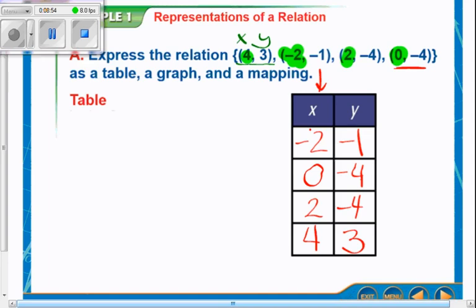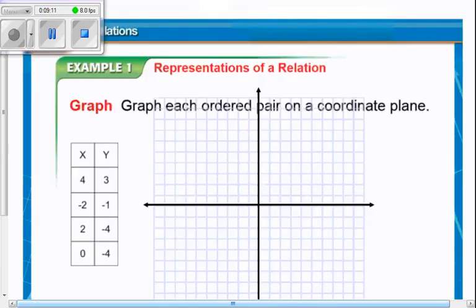So ladies and gentlemen, notice how they go in numerical order from smallest to biggest under the X column. Yes? That's how we do our table. Let's go ahead and look at how we do a graph. Okay.